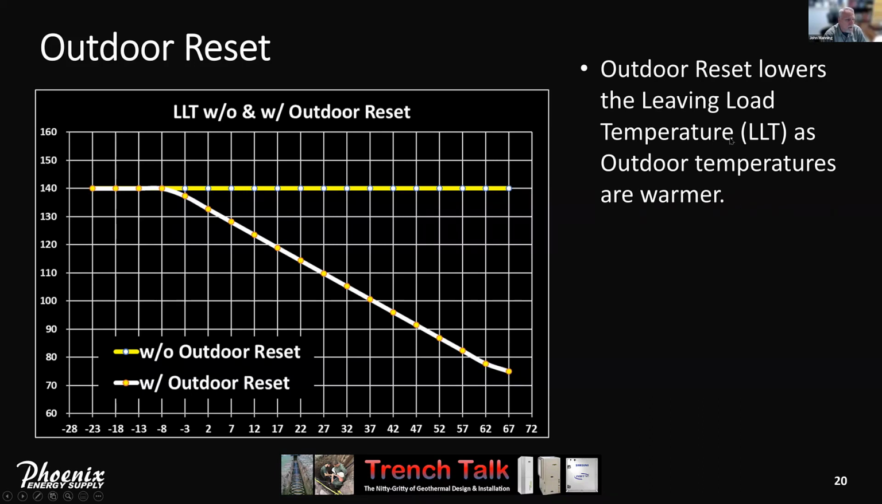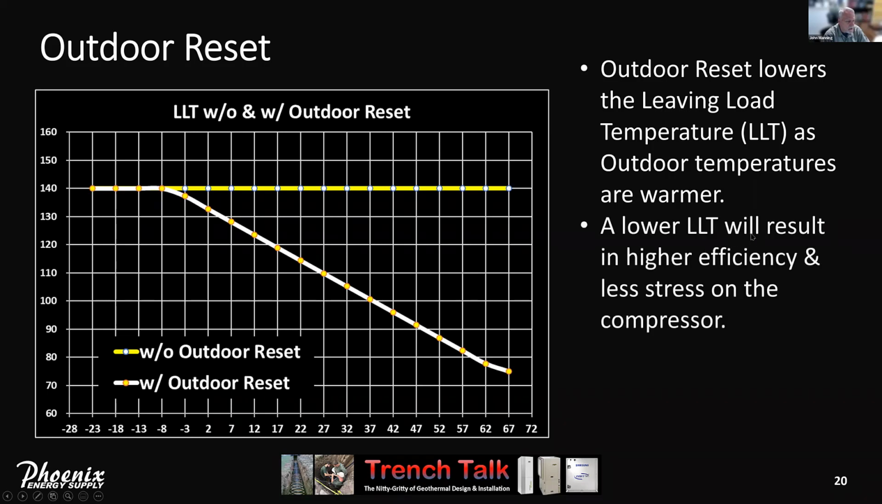Outdoor reset lowers the leaving load temperatures when outdoor temperatures are warmer. A lower leaving load temperature will result in higher efficiency and perhaps more importantly, less stress on the compressor. I've seen way too many compressors die prematurely because of excessive cycling at high temperatures. It's very stressful. And if you don't believe me, just listen to your compressor when it runs.